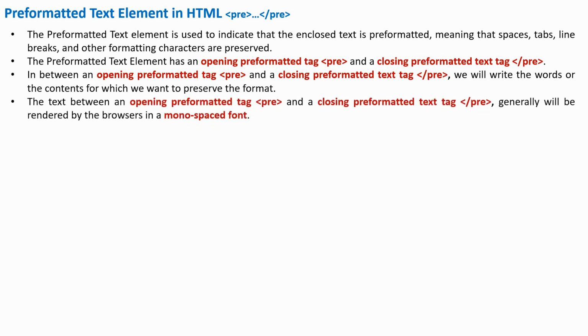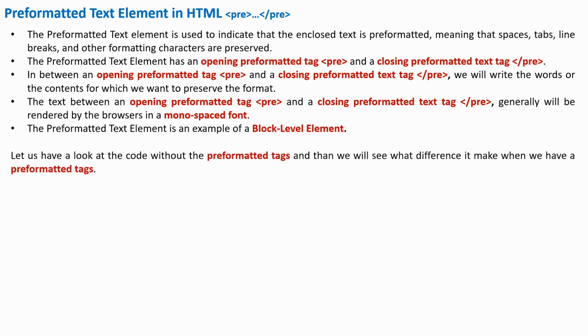Please note that the text between the opening and closing preformatted text tags will generally be rendered in the browser in a monospaced font. And this element is an example of a block level element. That is, it will always start on a new line and will stretch the full width available for that line, from the extreme left of the browser window to the extreme right.